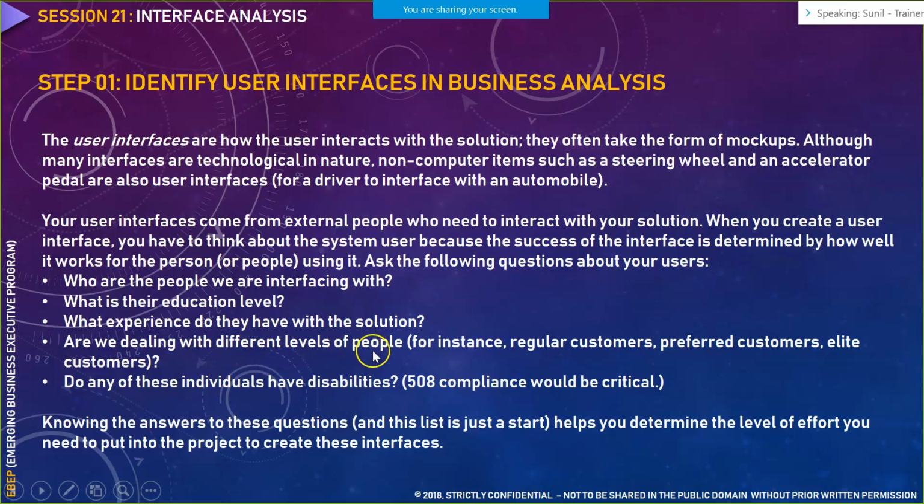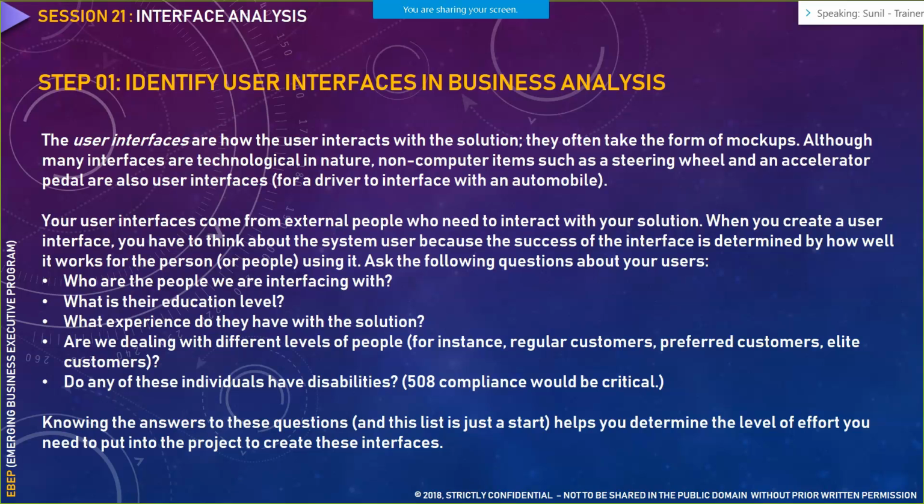Then, are we dealing with different levels of people, for example, regular customers, preferred customers, elite customers? There are different levels in a particular system, so are we dealing with these levels of people or not? Now, do any of these individuals have disabilities? These are some of the regulatory norms wherein we need to configure our system for people with different abilities. If that is a requirement, then we need to take care of that as well.